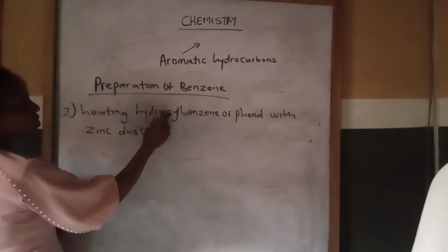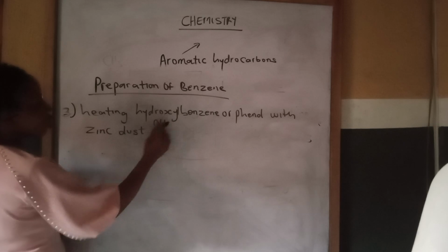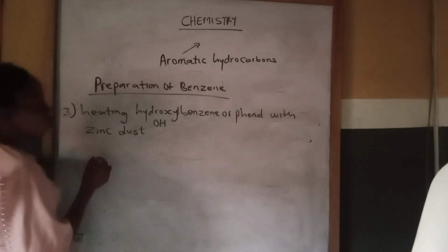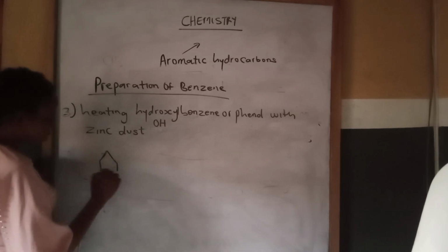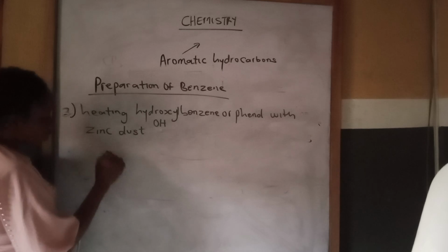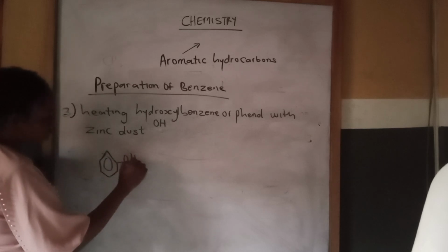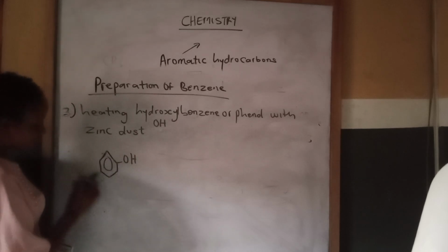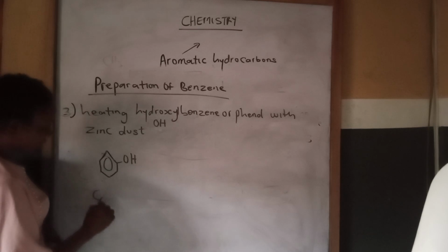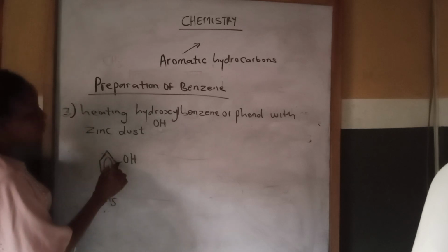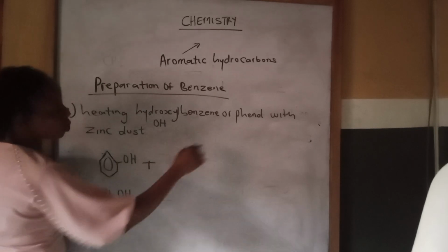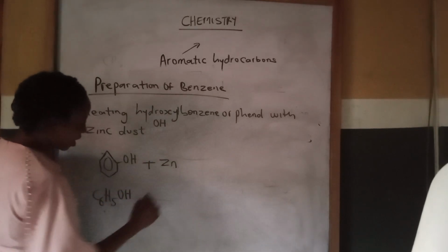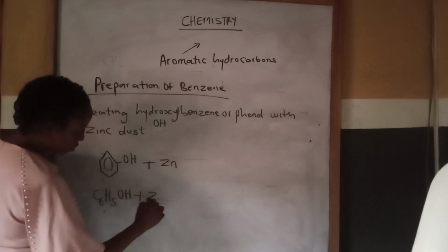Then what is hydroxy? Hydroxy means OH. Then a hydroxy group we attach to the structure of benzene to give us hydroxybenzene. Then the structure of benzene plus what? A hydroxy group, OH. Or you do it in this form. The molecular formula will be C6H5, because you have removed one hydrogen atom, then OH will come in. Then plus what? Plus zinc dust, that's Zn.